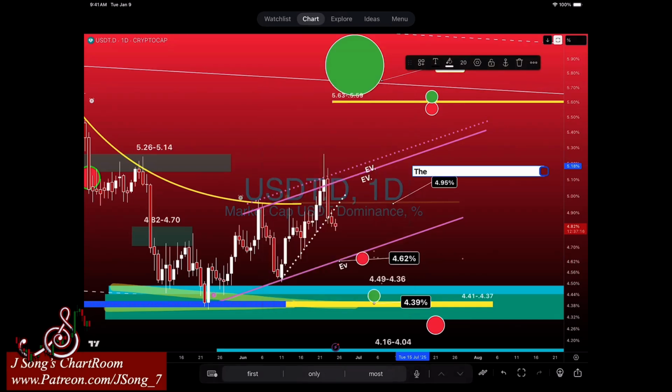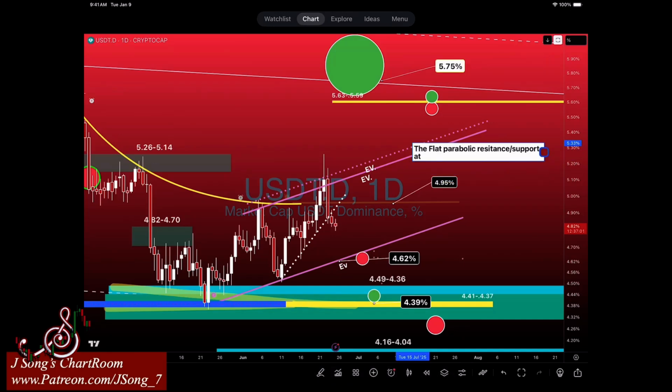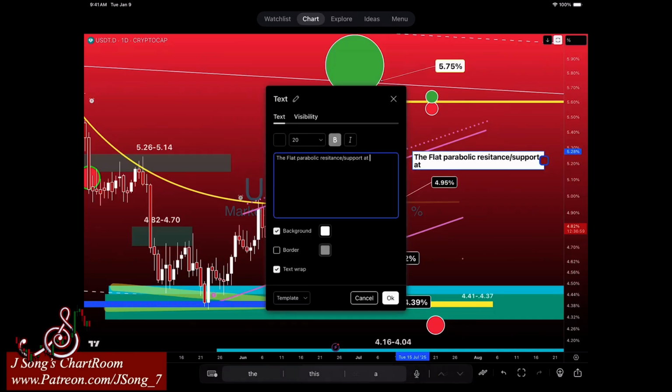Okay. The flat parabolic resistance and support at 4.95 has been broken, as discussed on Saturday, June 20. What's today? June 23rd, 2025.